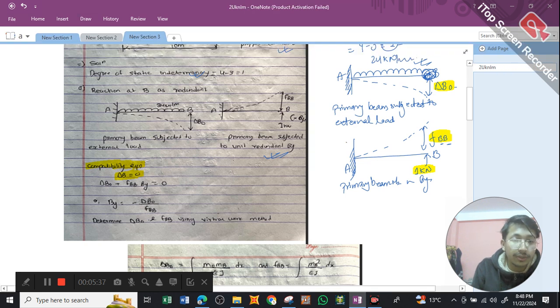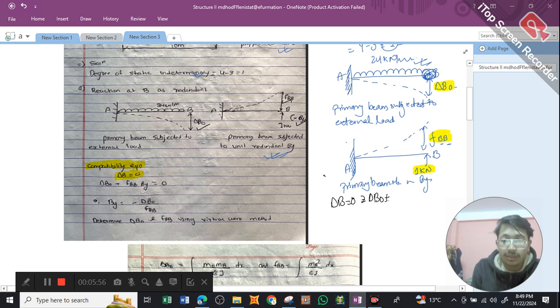So what we're going to do is use our compatibility equation, which is Δ_B equals 0, which is simply Δ_B0 plus f_BB times B_y equals 0. Δ_B0 comes from our first case scenario and f_BB comes from our second case scenario. So simply, our redundant force B_y will be equal to minus Δ_B0 divided by f_BB.